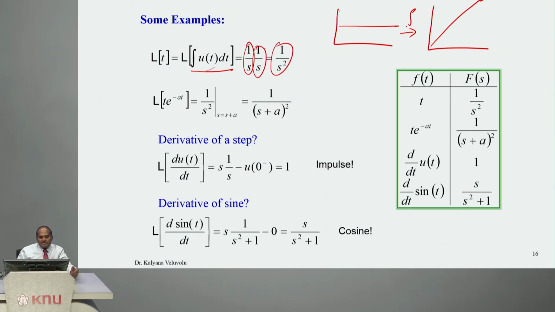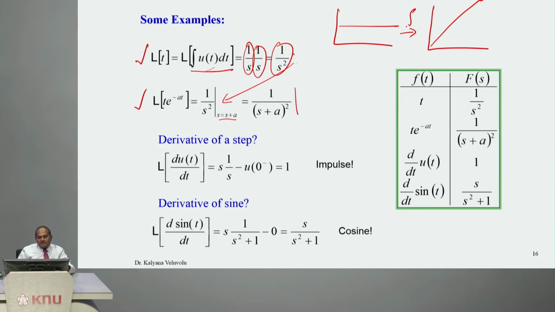A simple application. In the same way, for the Laplace transform of t e power minus at, because of e power minus at, take the Laplace transform of t, which is 1 by s square, and replace s with s plus a. So you have 1 by (s plus a) whole square. These are also very important properties and examples.